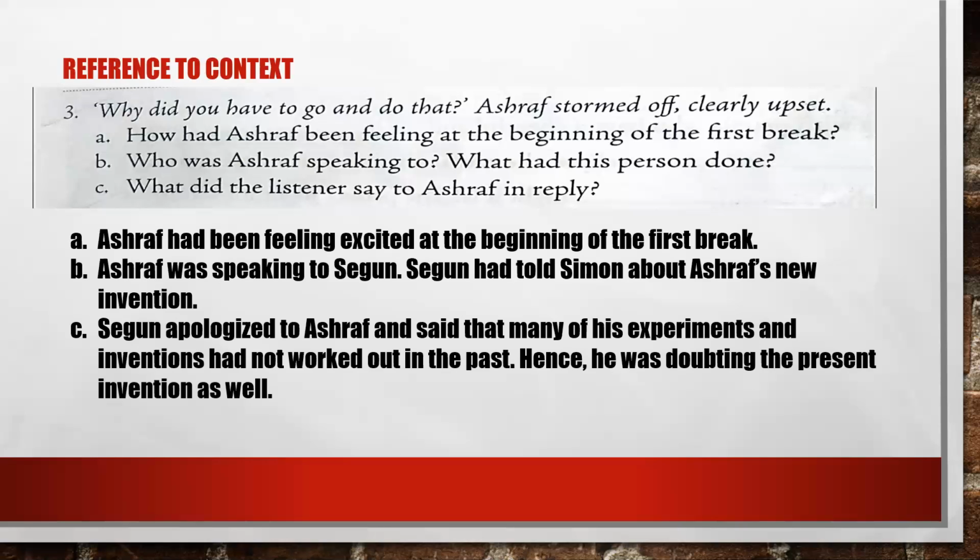And what had this person done? What had Segan done to upset him? Segan had told Simon about Ashraf's new invention. What did the listener say to Ashraf in reply? Segan apologized to Ashraf. He said sorry and said that many of his experiments and inventions had not worked out in the past. Hence, he was doubting the present invention as well.